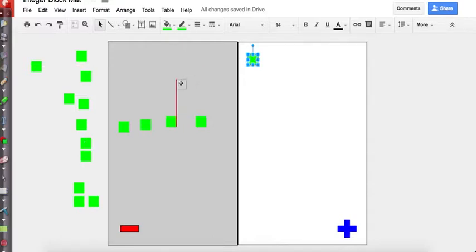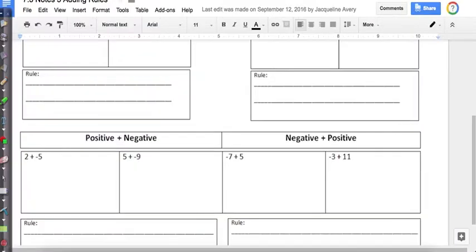I have one more positive left, so I can take that and I can pair it up with one more negative. And so I made another 0 pair. And now we're left with what? 3 negatives. So my answer is negative 3. So let's go ahead and fill that in.